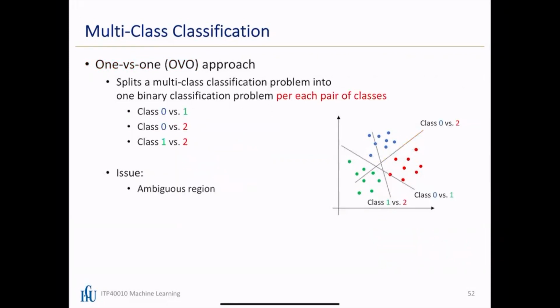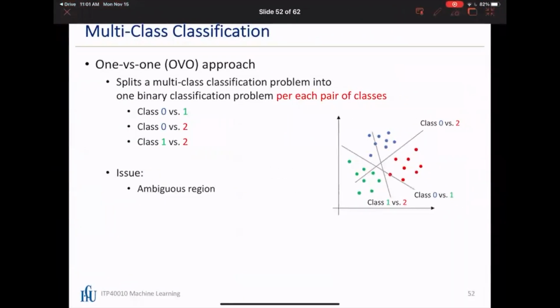Let's move on to the one versus one approach. The one versus one approach splits multi-class classification into one binary classification for each pair of the classes. So let's think about the class pairs. There are three possible pairs. Let's simply take two classes and build a binary classifier. For class 0 and class 1, you can build a model that draws this line. For class 0 and class 2, that are red and blue, you can build a model that draws this decision line. And for class 1 and class 2, that's between green and red, you can build a model like this.